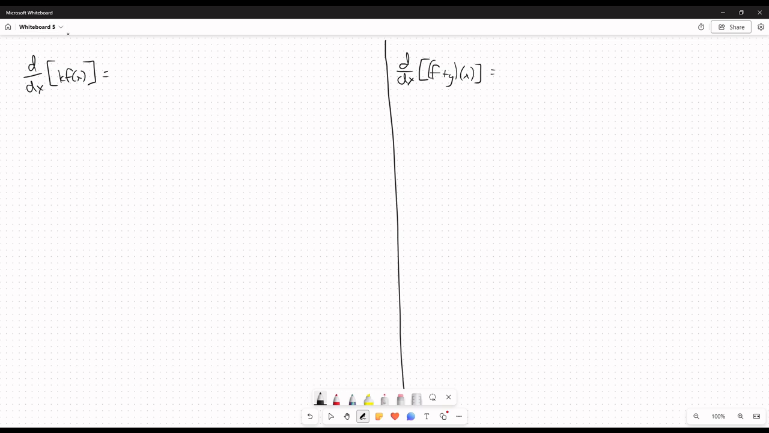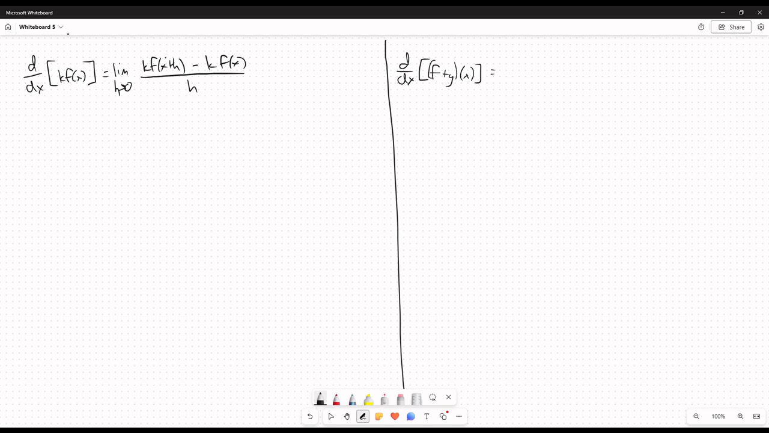So we're going to start with the constant multiple rule because it's one of the easier ones to show. If I want to show what the derivative of the function k times f of x is, let's say I know the derivative of f of x. What is the derivative of k times f of x? Well, let's just start by writing out our limit definition. So this is going to be the limit as h approaches 0 of k times f of x plus h minus k times f of x over h.